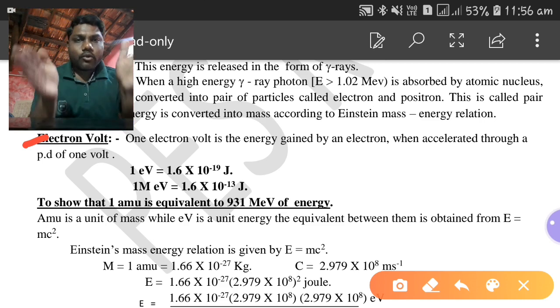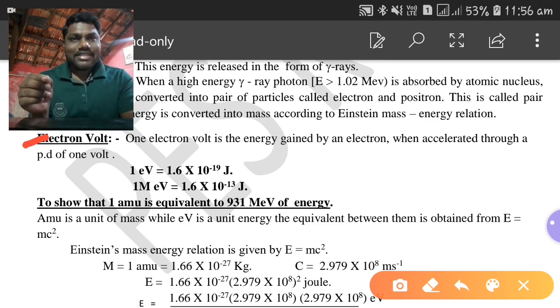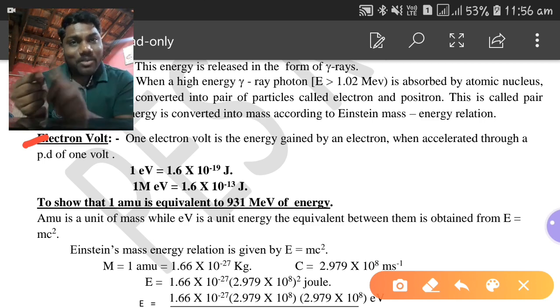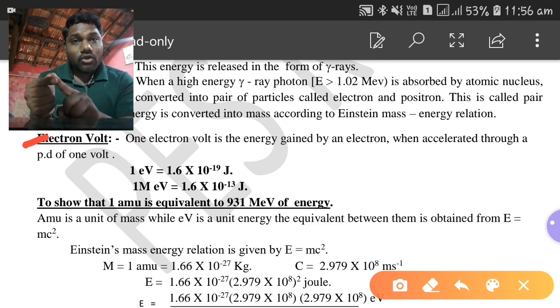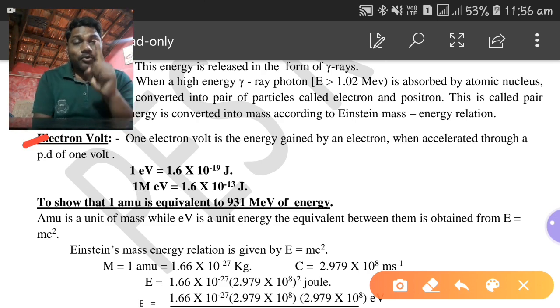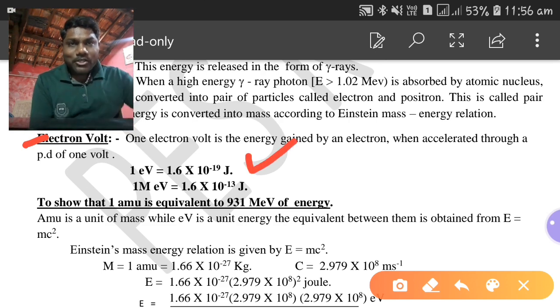We know that when a potential difference is applied, the electron starts accelerating by gaining some amount of energy. So 1 electron volt is the energy gained by that electron when 1 volt of potential difference is applied. So the electron volt is also a unit of energy. And 1 electron volt is equal to 1.6 into 10 to the power minus 19 joule. 1 MeV, that means 1 mega electron volt, is equal to 1.6 into 10 to the power minus 13 joule. Please remember these things. Next.